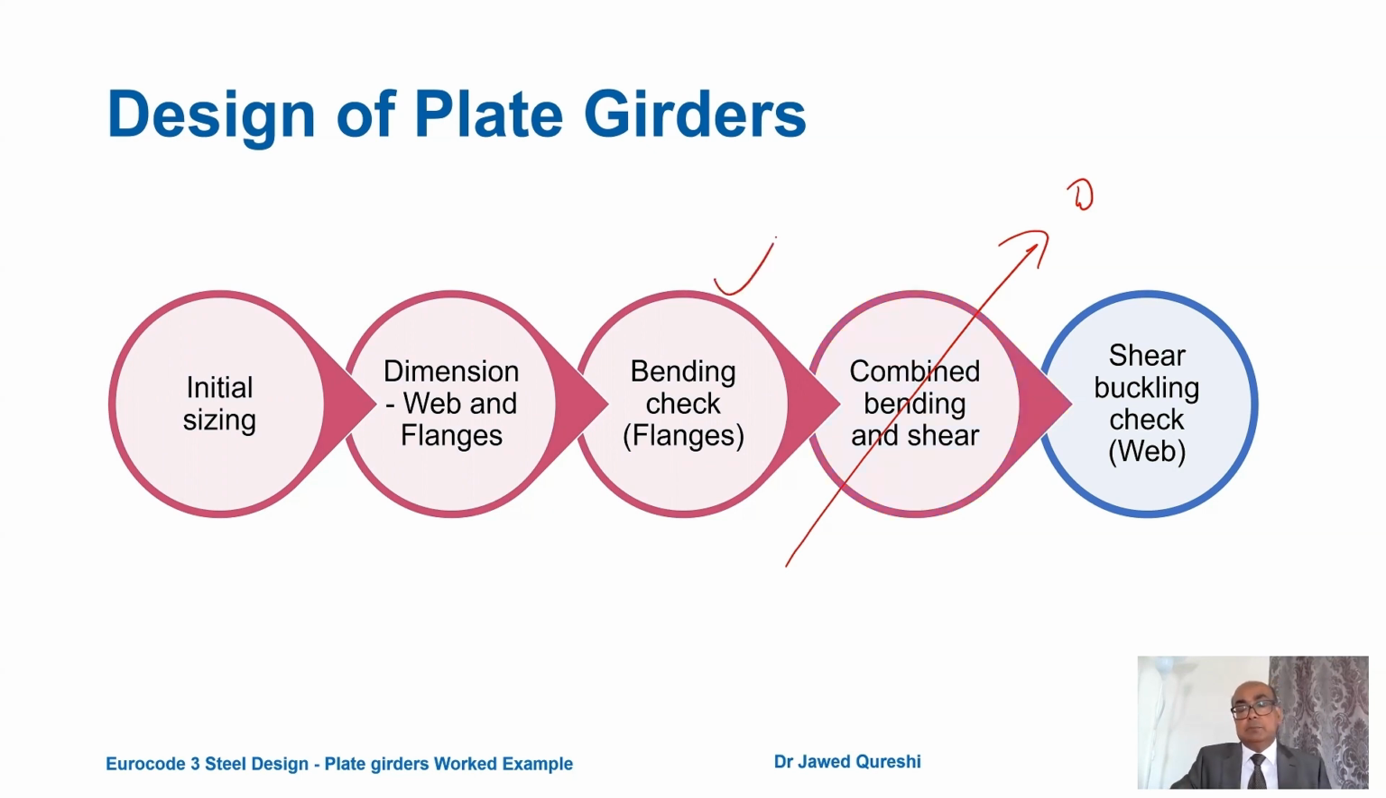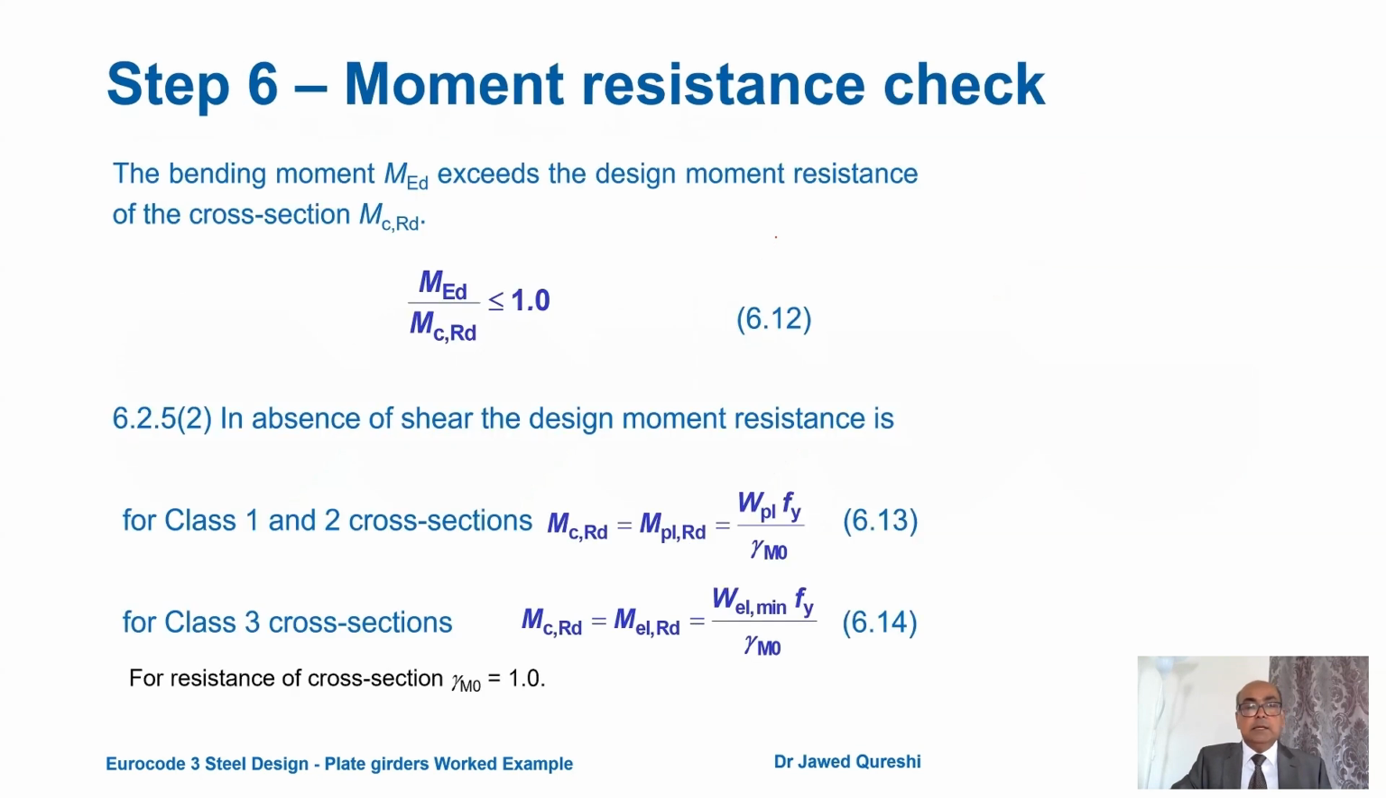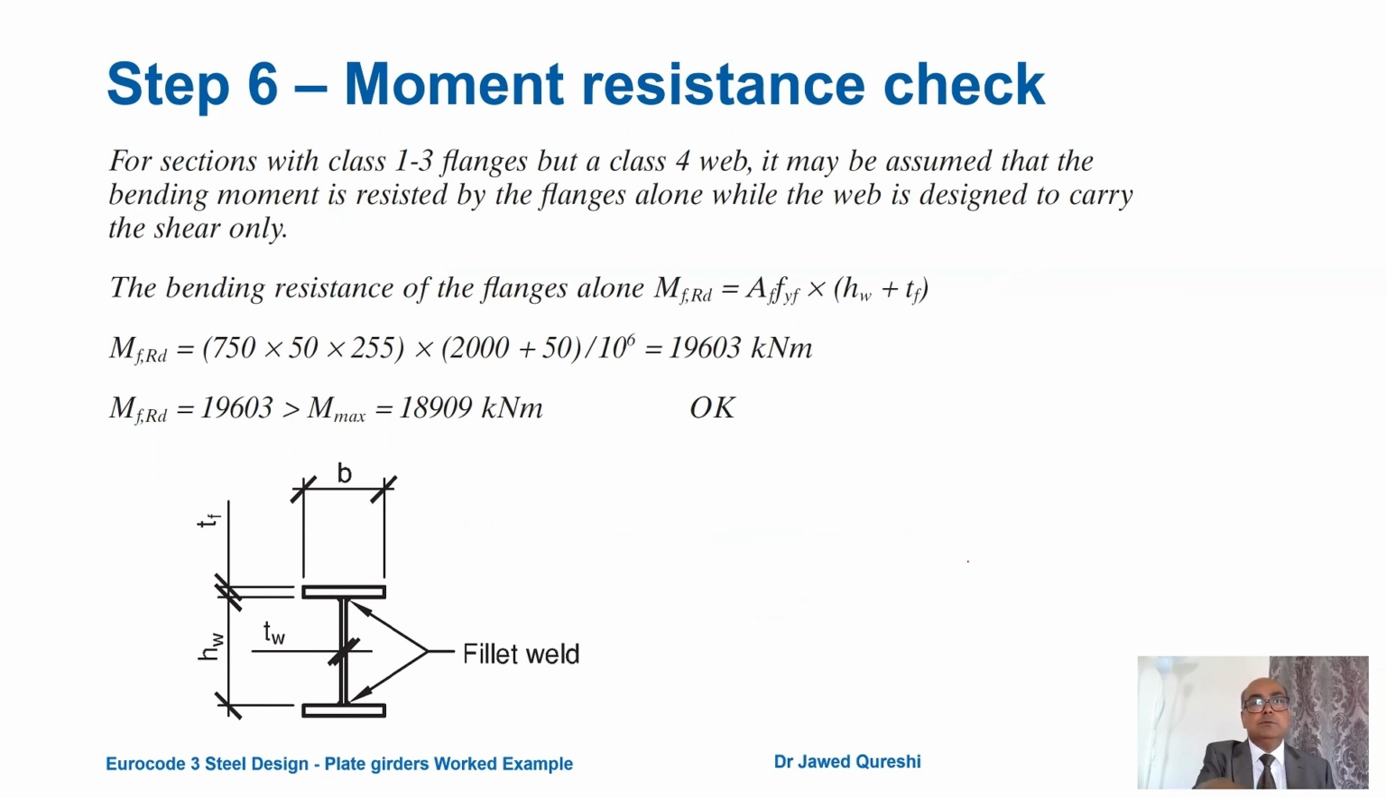Now bending moment is mainly provided by flanges. And here we have to ensure MED over MCRD should be less than or equal to 1. And for class 2 sections, we have this formula. For class 3 section, we have this formula. So for class 1, 2 flanges, but class 4 web, it is assumed that bending is resisted by flanges alone.